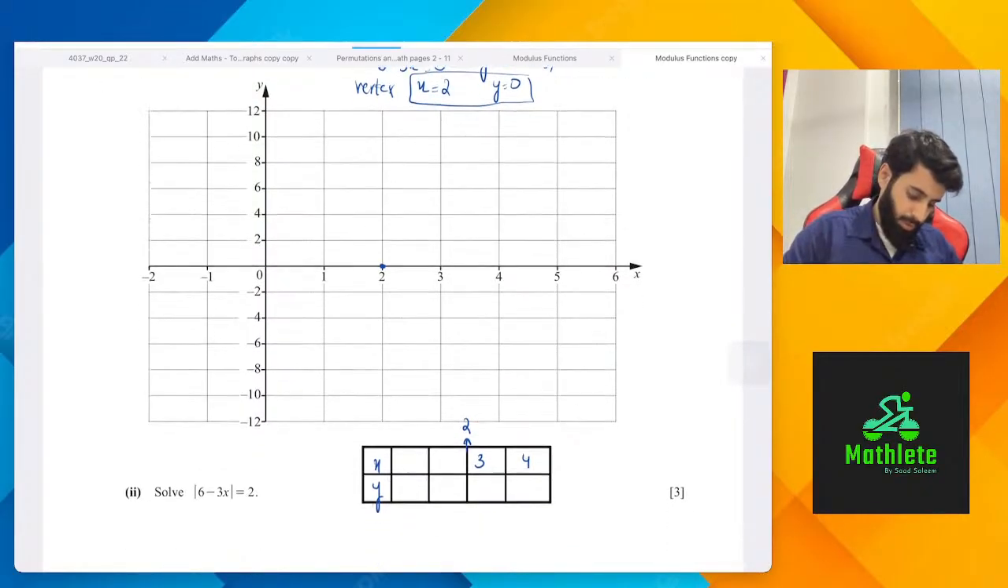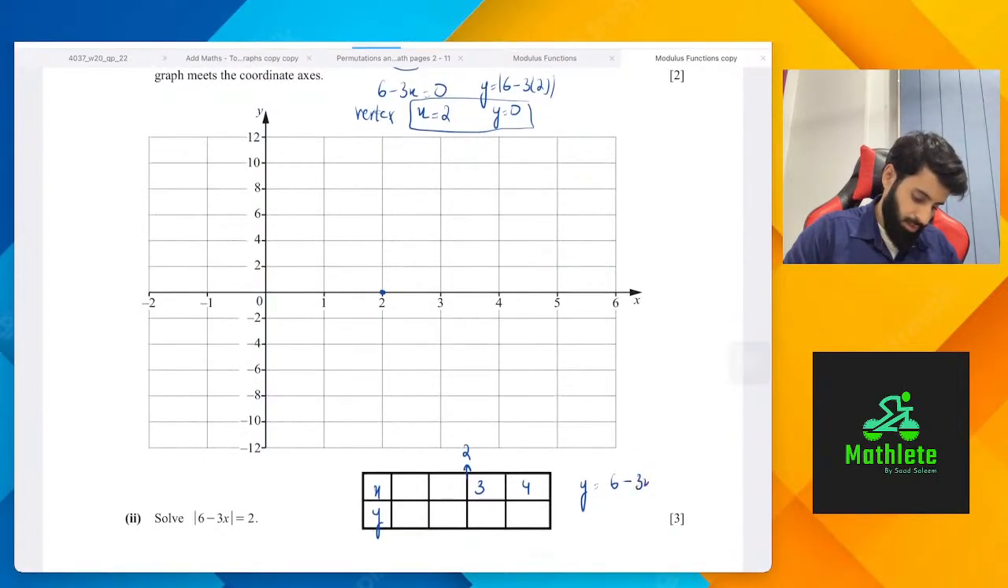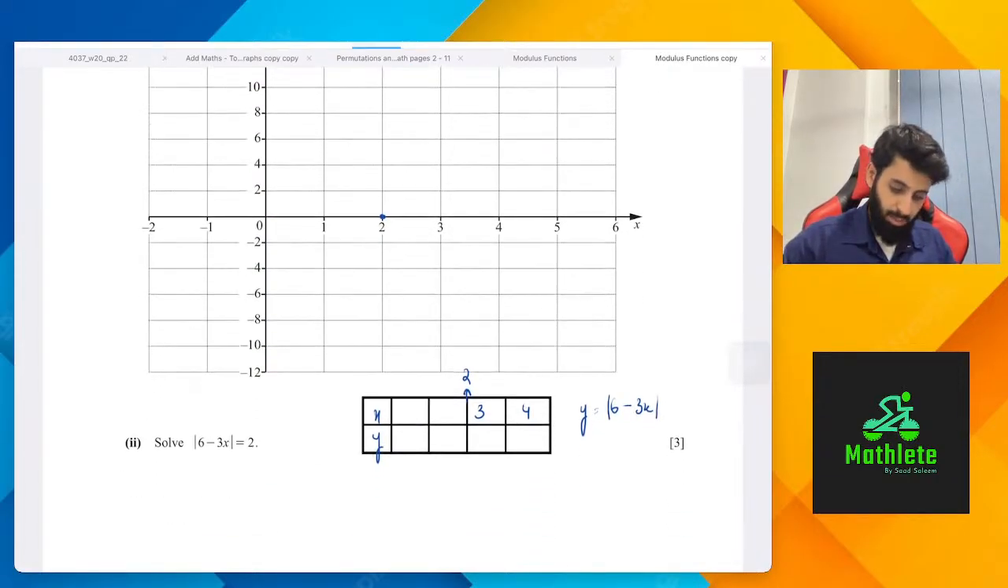Remember where we're plugging them? We're plugging them in y equals |6 - 3x|. So if I plug in 3, what happens? 3 times 3 is 9. 6 minus 9 is minus 3, the absolute of which is going to be 3.